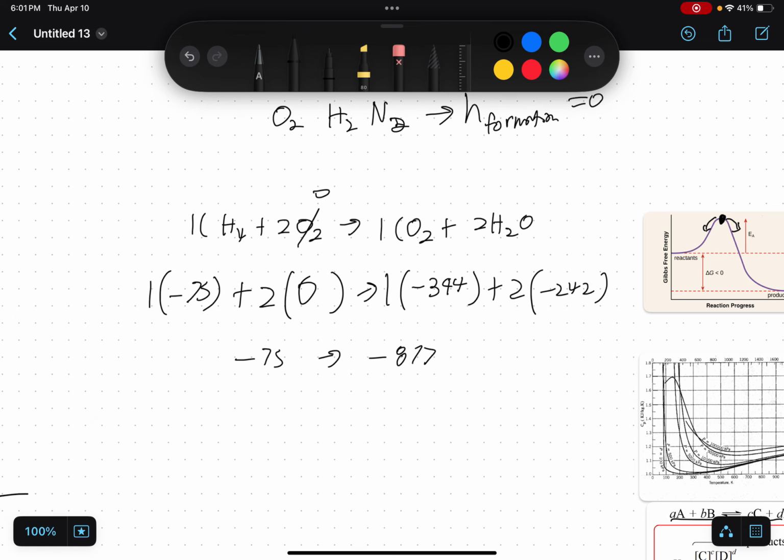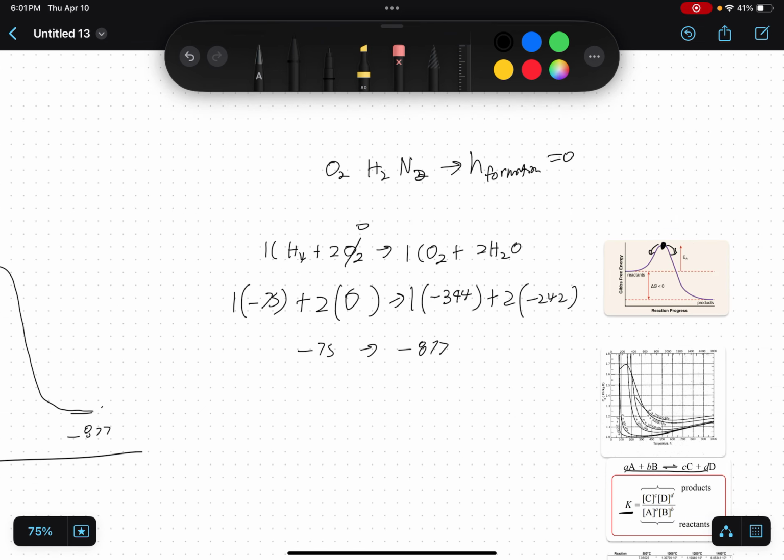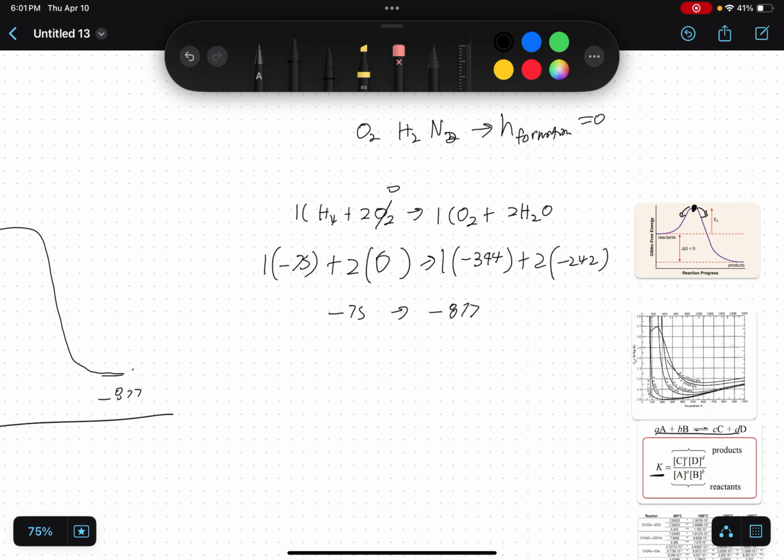So then what do you do with this? Well, all of this energy, so the delta energy, I don't know if it's capital or lowercase, but I'll stick with lowercase, equals 877 minus 75, which is 802. Cool. So that's how much energy this reaction produced.